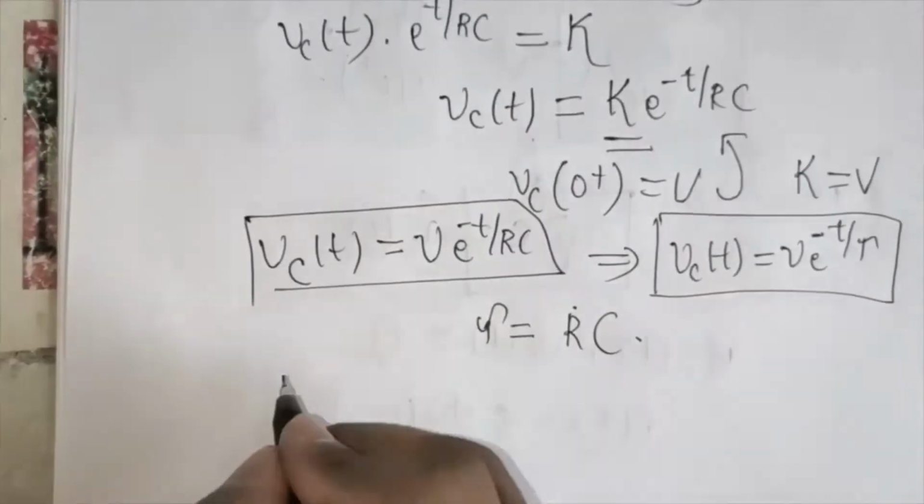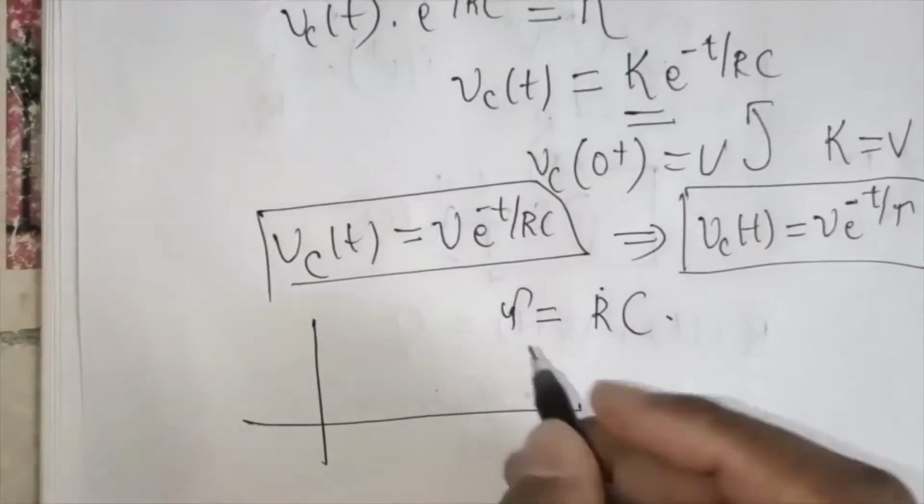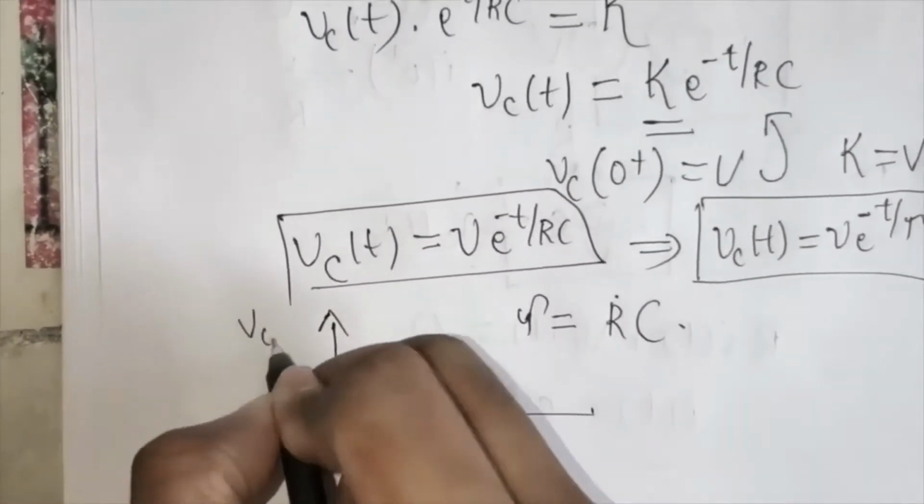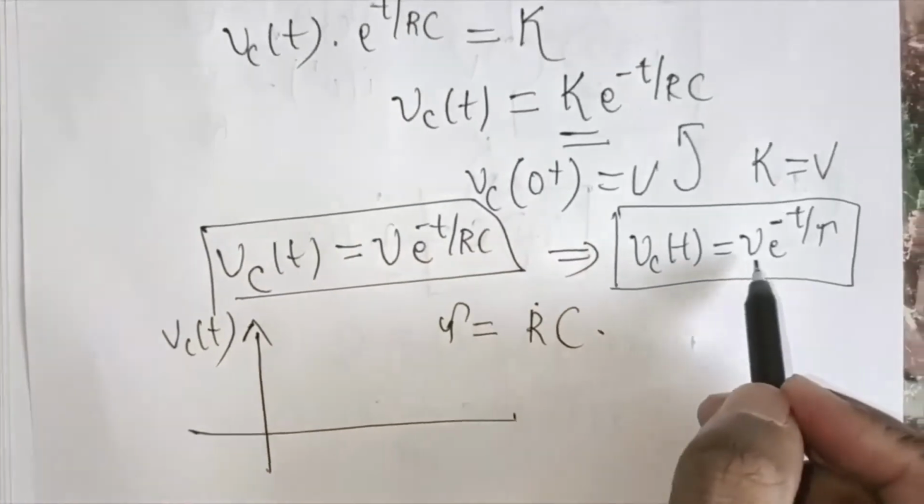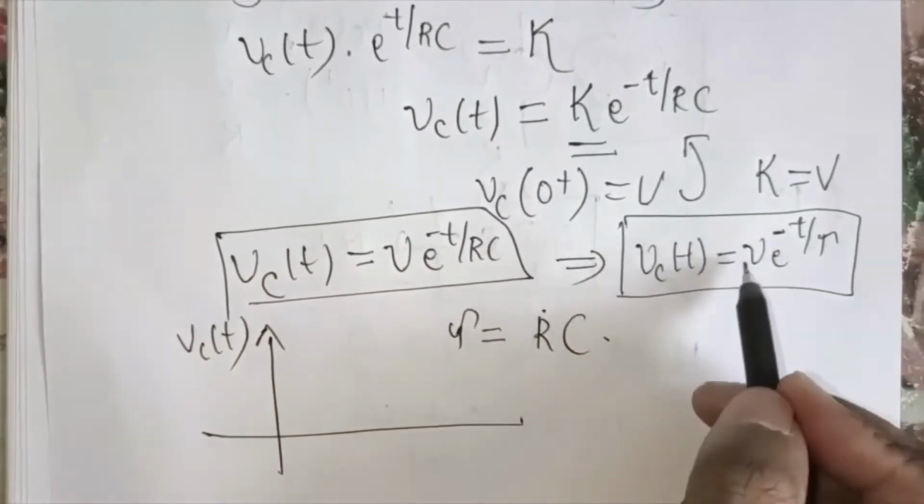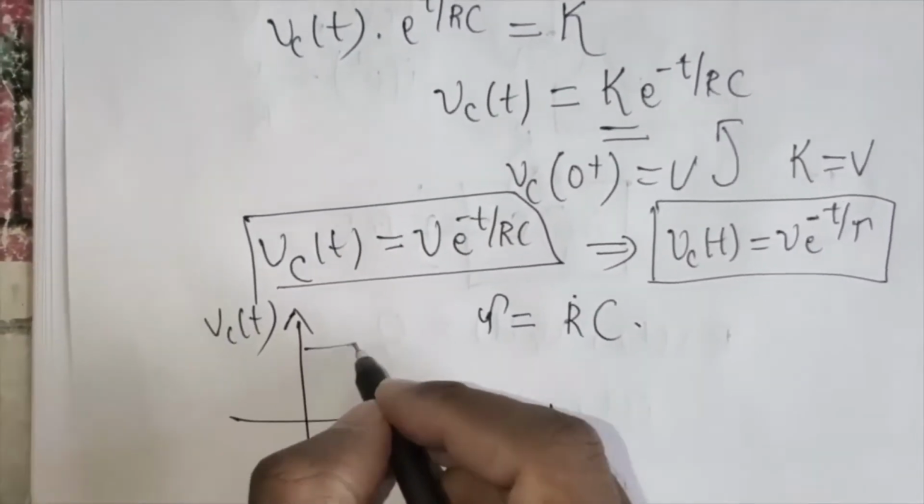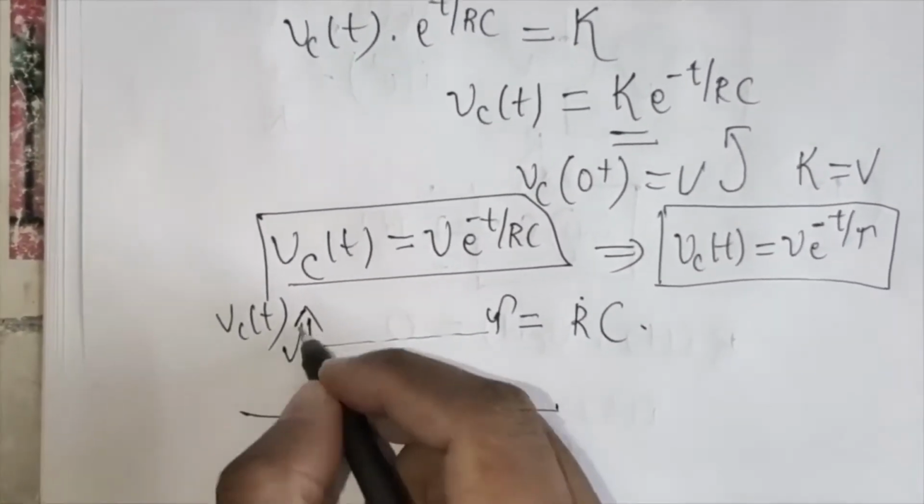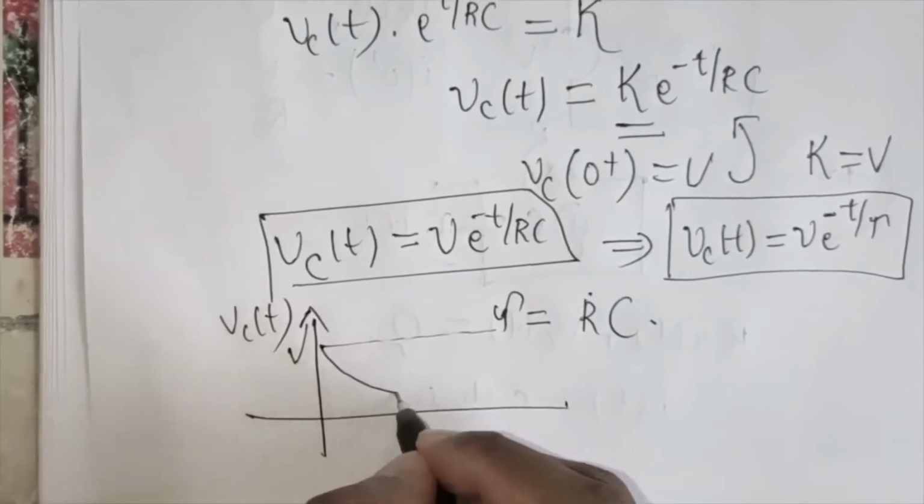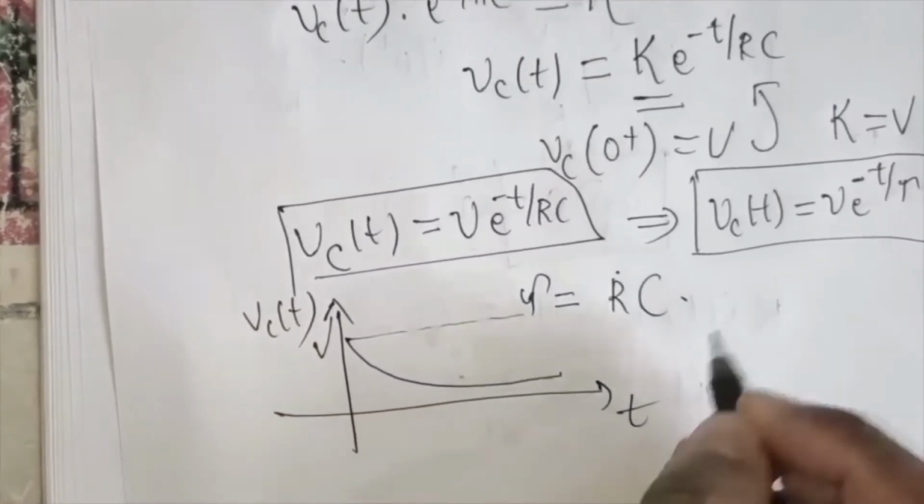If I draw the expression for Vc of t, then from the expression it is clear that the steady state value is V and it is exponentially decreasing. So the steady state value is V and the response is exponentially decreasing.